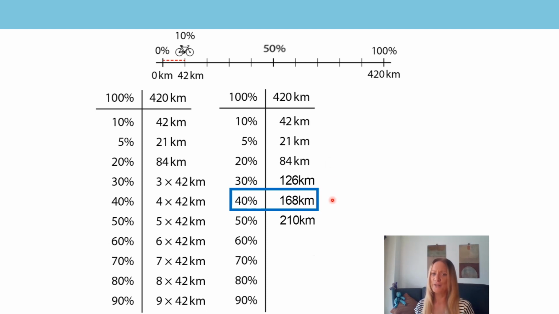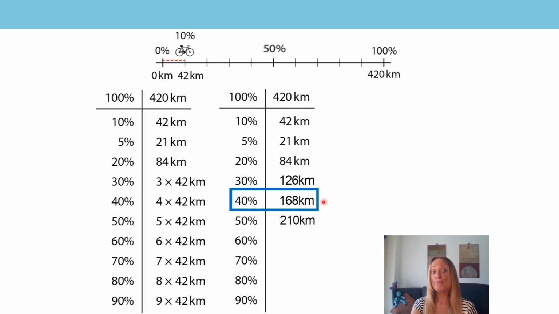So another way I could do it, I just noticed there that 40% is very close to 50%, so I could perhaps do 50% subtract 10%. Let's see. So I know that 50% is 210, and I'm going to subtract 42. Is that as easy as doubling 84? I don't think it is, is it? I could use it if I wanted to, but I think doubling 84 is an easier mental strategy, so I'm going to stick with that one to find that unknown percentage.